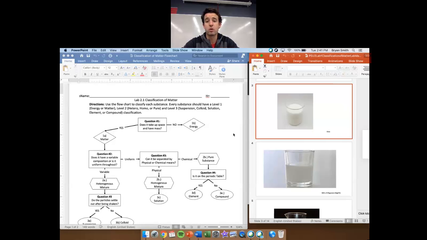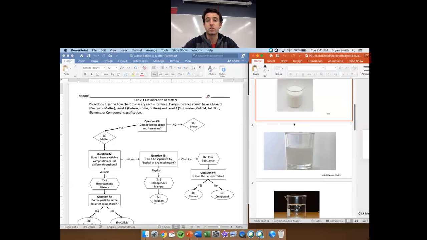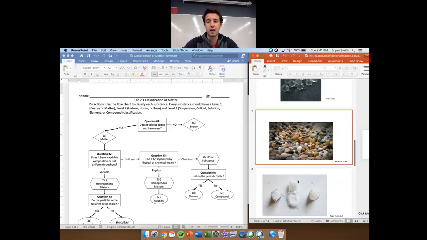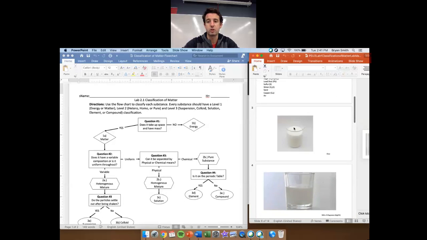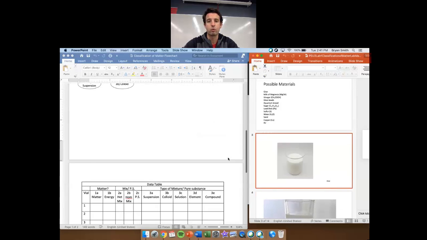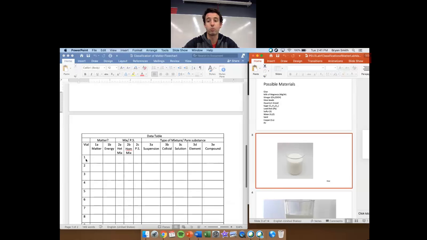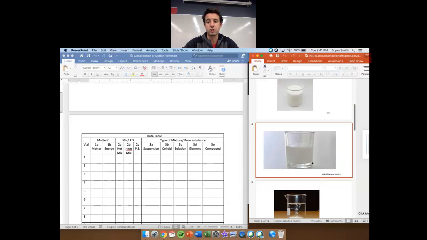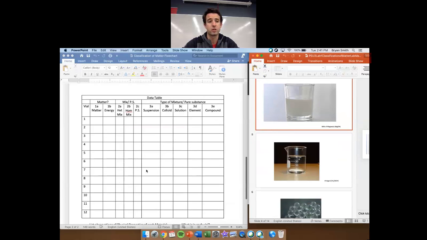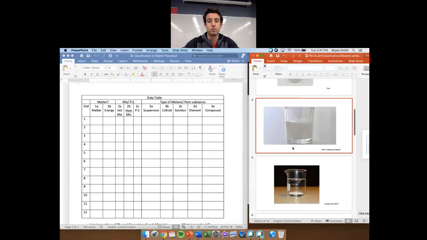So, here's how this is going to work. What I have is a picture of a bunch of different types of materials. And each picture, for example, the first one is a picture of glue. That corresponds to vial number 1. The second picture of milk of magnesia corresponds to vial number 2, and so on and so forth. There's a total of 12 pictures. They go in order from picture number 1 to picture number 12, vial number 1 to vial number 12.